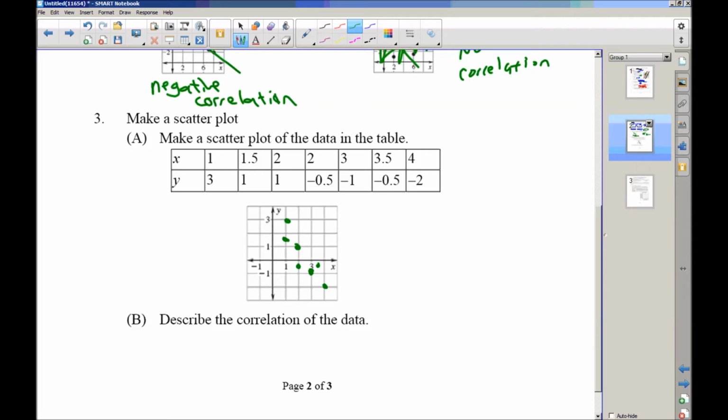And now we want to look at our points and say, is there any correlation to them? And I would say that there is a negative correlation to this. If I draw my line something like this, it gets pretty close to most of the dots. And this has a negative slope. So my correlation is going to be a negative correlation.